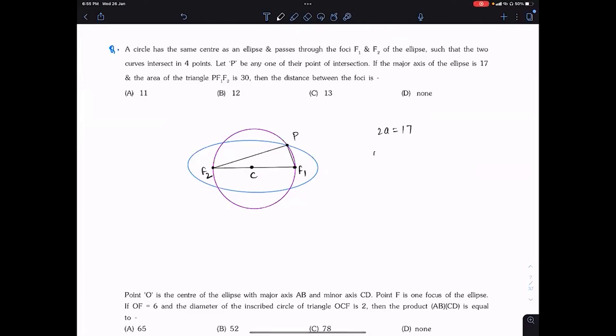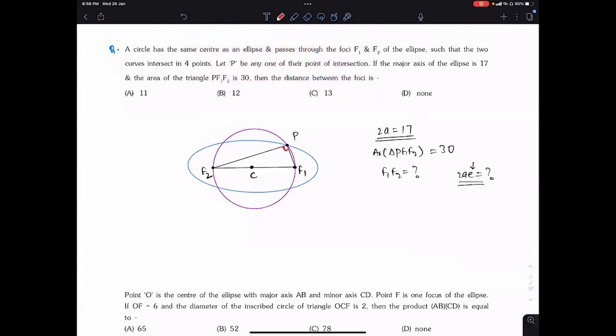So what they have given, the area of triangle PF1F2, that is 30. Then they are asking the distance between the foci F1F2. That means they are asking how much is 2ae? You know 2a already. We need 2ae. That means we should know the eccentricity. Okay. Fine. See here, first point. F1F2 is the diameter of the circle. By symmetry, you can say that is the diameter. So can I say that this angle here will be 90.